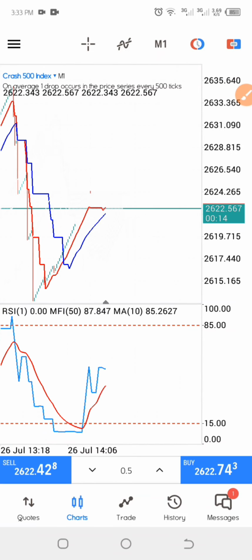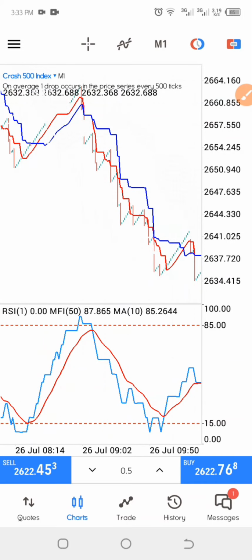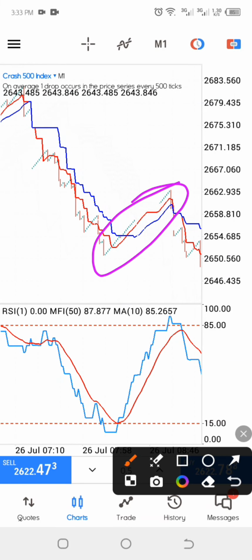Now this is another example right here. So we are on Crash now, and we are looking for buy opportunities. Now this is a buy trade right here. You can see that the money flow index comes straight to the 15 levels. When it comes to the 15 levels, you can see that the money flow index crosses above the moving average, which happens right here.